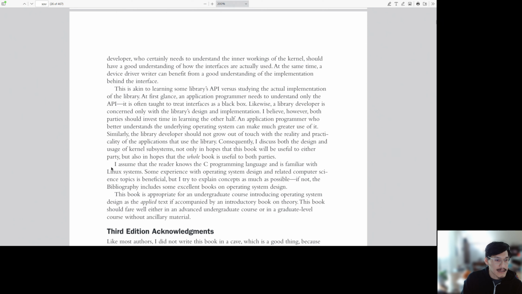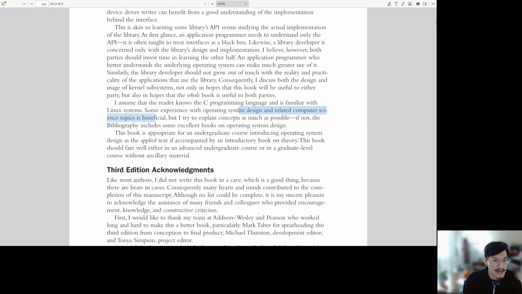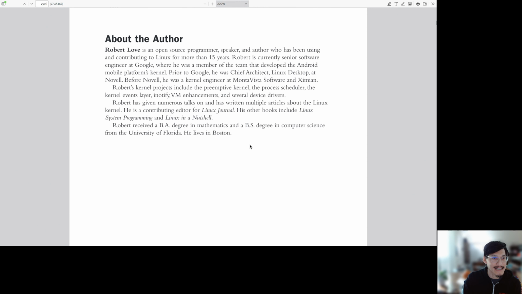All right. So he goes, I assume that the reader knows the C programming language and is familiar with Linux systems. Some experience with operating system design and related computer science is beneficial, but I try to explain concepts as much as possible. If not, the bibliography includes some excellent books on operating system design. This book is appropriate for an undergraduate course introducing operating system design as the applied text, if accompanied by an introductory book on theory. Okay. Oh well, I guess we'll learn along. Okay. All right. Robert Love.